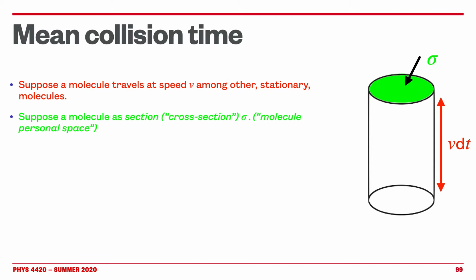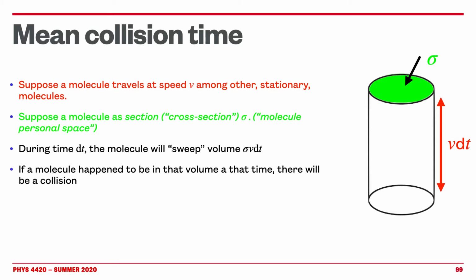So if during a time dt, the distance that's going to be traveled by the molecule would be v dt. So in other words, the volume that's going to be swept during that time dt would be sigma times v dt. All right. And so remember that we suppose that the molecule is traveling across among other molecules that are frozen in space.